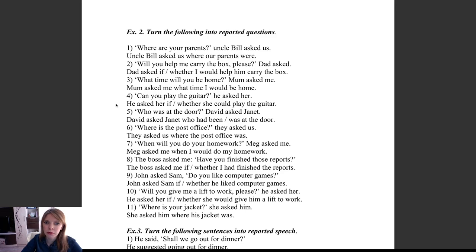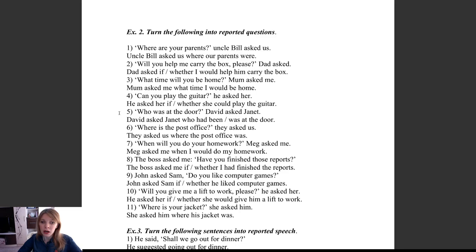Number four. Can you play the guitar? He asked her if or whether she could play the guitar. This is general question, общий вопрос, which is introduced by means of the words if or whether, and can is changed into could.